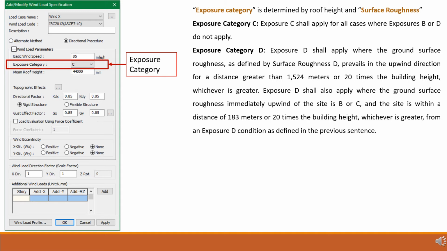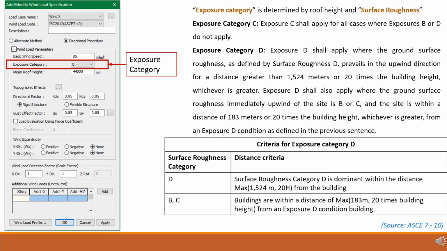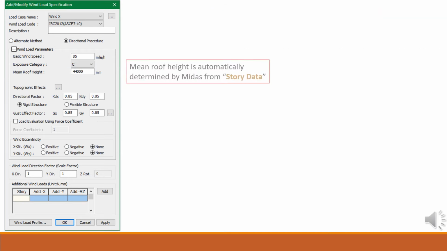Exposure D shall also apply where the ground surface roughness immediately upwind of the site is B or C, and the site is within a distance of 183 meters or 20 times the building height, whichever is greater, from an exposure D condition as defined in the previous sentence. Mean roof height is automatically determined by Midas from story data.